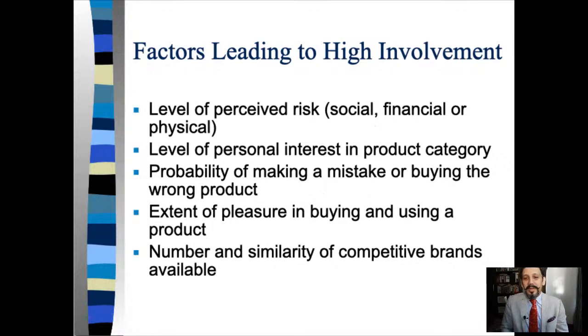So what are the factors that lead to high involvement? Level of perceived risk. This could be a social risk, a financial risk, or a physical risk. When the risk is high, then you are more involved in purchasing that product. When you perceive that risk is high, you're going to think about that product more carefully. The level of personal interest in the product category. The more interest you have, the more involved you are going to be in purchasing the product or service. The probability of making a mistake or buying the wrong product.